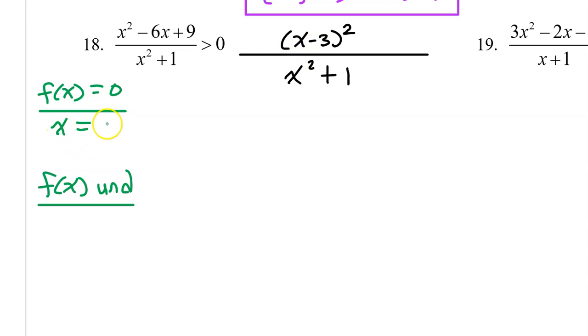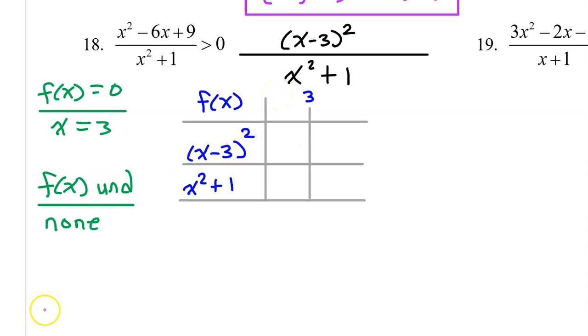That's going to be at x equals 3. F of x will be undefined where the denominator is equal to 0. But the denominator will never equal 0. When you square something, it's always going to be positive. Or at the very least, it's going to be 0. It'll be greater than or equal to 0. So if you take something that's 0 or greater, and then you add 1 to it, it's always going to be positive. So this expression can never be anything less than positive 1. So it'll never be 0, it will never be undefined.